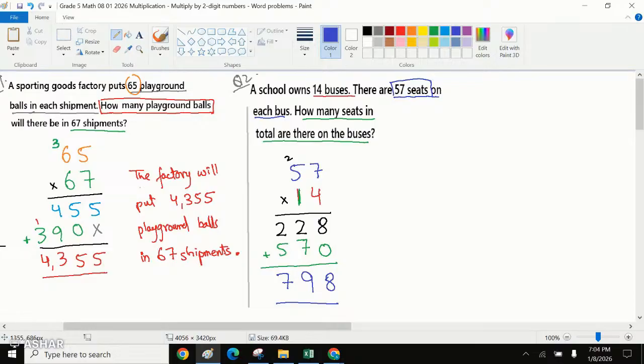We always give our answer as a final statement. So we can write the answer as there are 798 seats on 14 buses. This is the number of total seats. Agreed? Thank you.